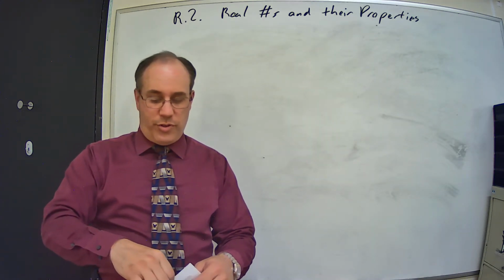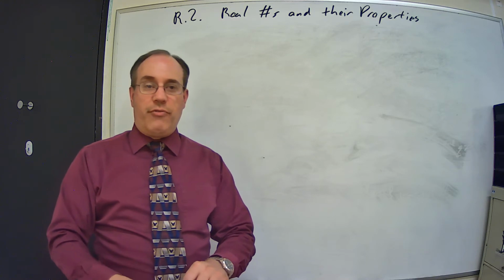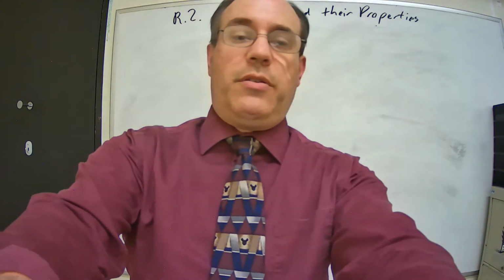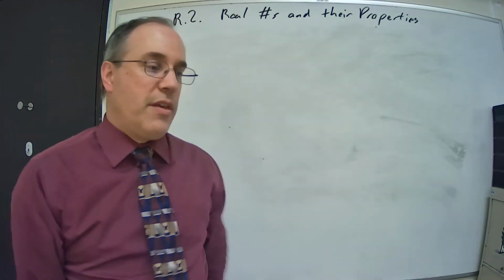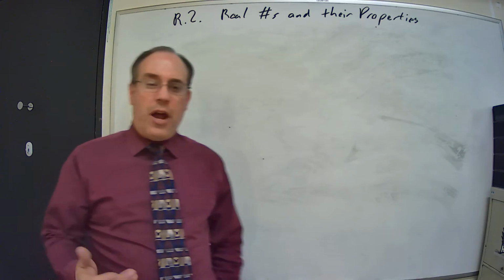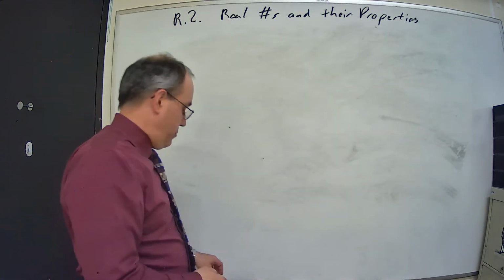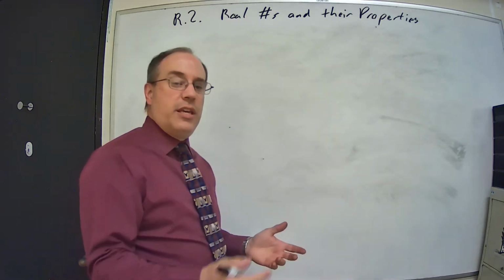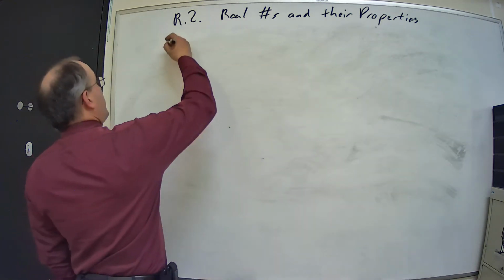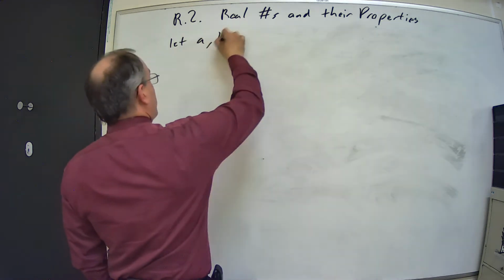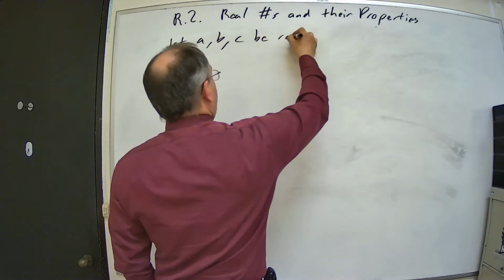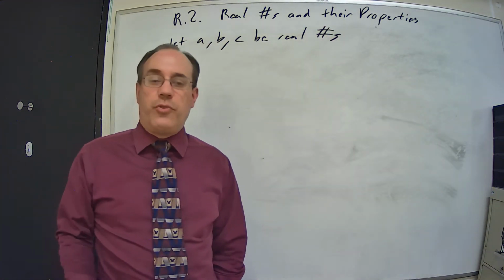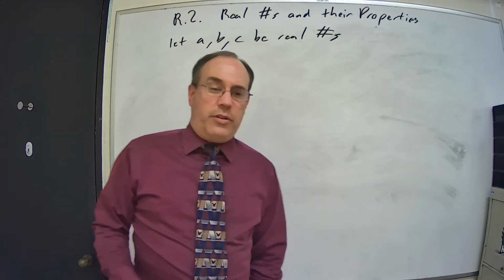So now we're going to switch over to properties of real numbers. Some things that we need to keep in mind as we're working with them. Okay, so properties of real numbers. And we're going to assume that A, B, and C are real numbers. So let A, B, and C be real numbers. So each of those represents a real number. Closure.